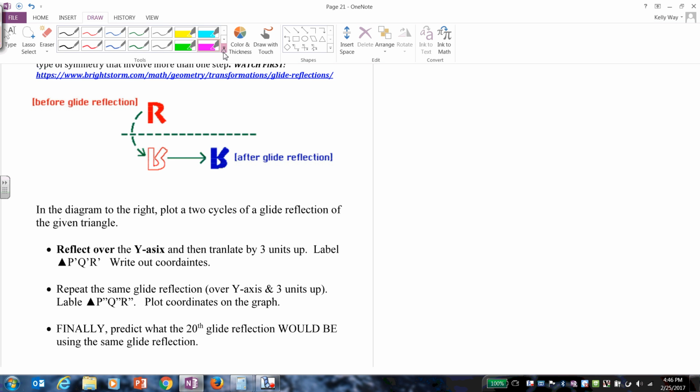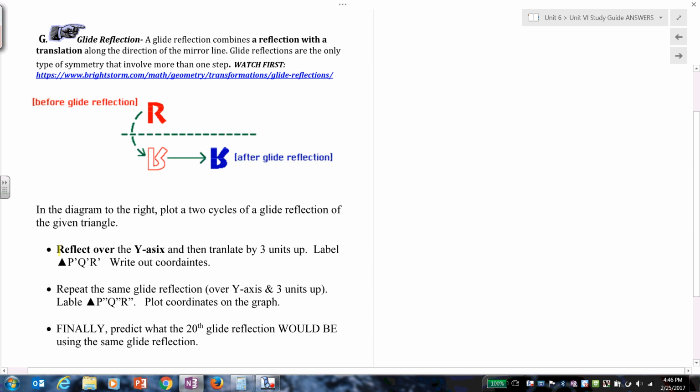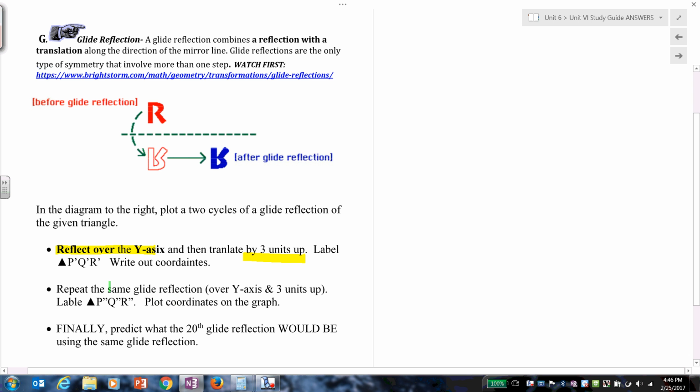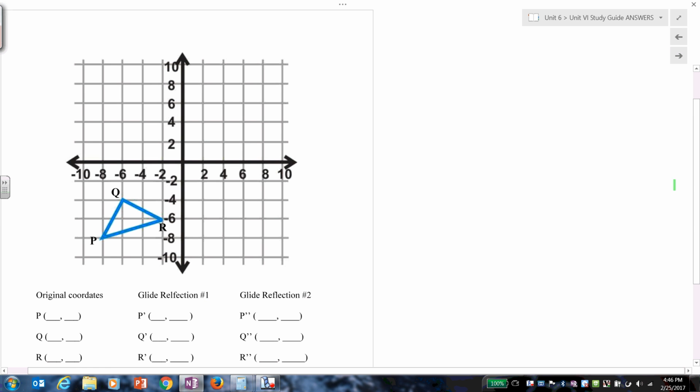So our first one is we're going to reflect over the y-axis and then translate by 3 units up. Label P'Q'R' right in the coordinates. We're going to repeat the same glide reflection. Again, we're going to reflect over the y-axis and 3 units up and call it P'', Q'', R''. Then we're going to predict what the 20th glide reflection would be. So we're reflecting over the y and translating 3 units up.